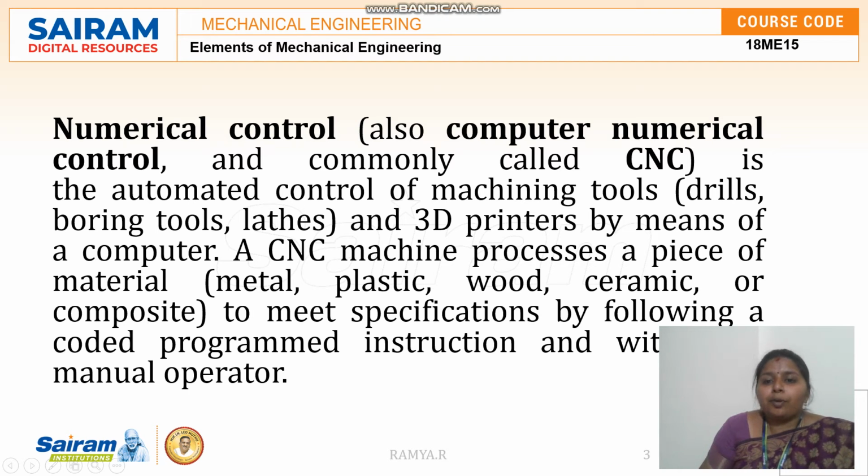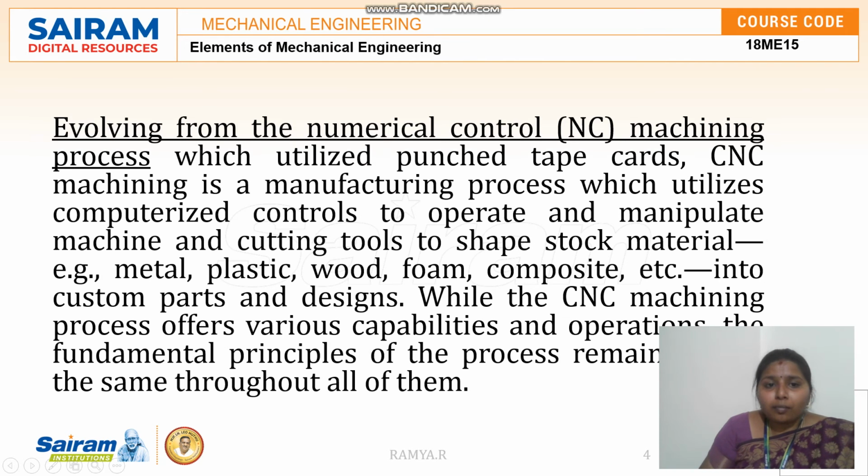A CNC machine processes a piece of material, which may be metal, plastic, wood, ceramic, or a composite, to meet specifications by following coded programmed instructions and without a manual operator. Evolving from the numerical control machining process, which utilized punched tape cards, CNC machining is the manufacturing process which utilizes computerized control to manipulate and operate machine and cutting tools to shape stock material, for example metal, plastic, wood, composite, foam, etc., into custom parts and designs.